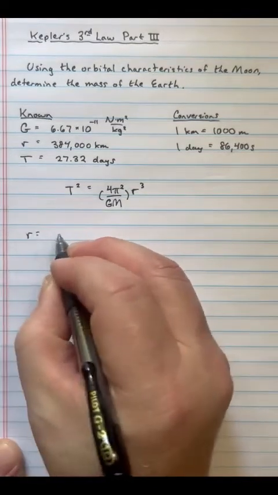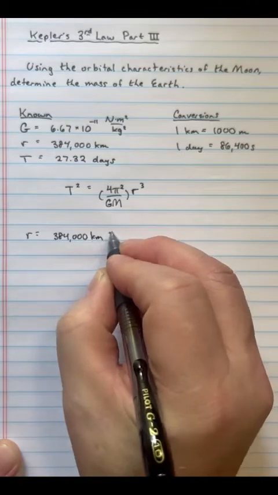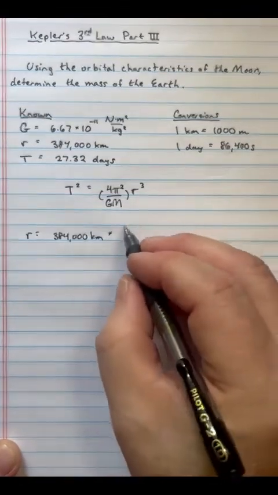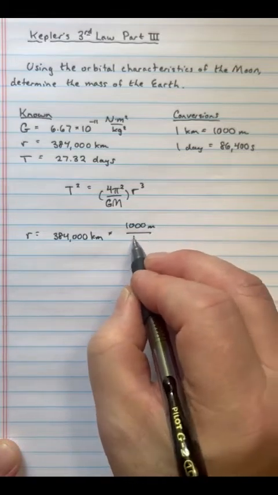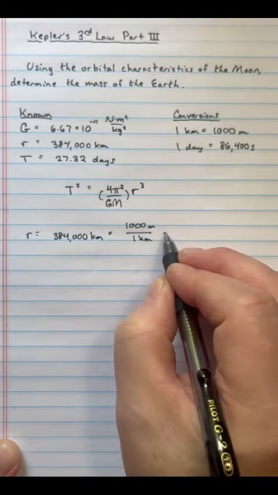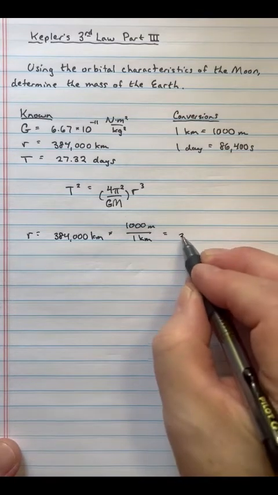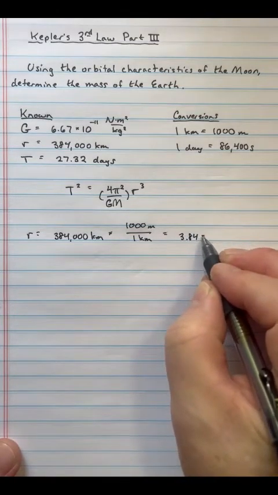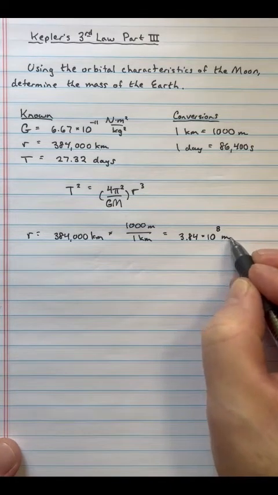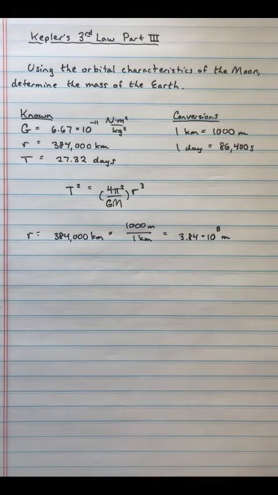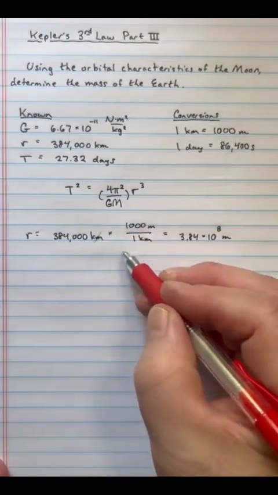So R is 384,000 kilometers. This conversion is kind of easy. For every kilometer, there are 1,000 meters, right? Kilo is the prefix that means 1,000, right? So we simply multiply that number by 1,000, and we'll get this as a result. Now, I'm going to express it like this, rather than put it out in full. Use scientific notation for that. Notice that I've got it set up on purpose.